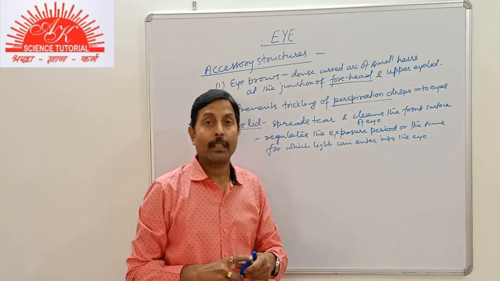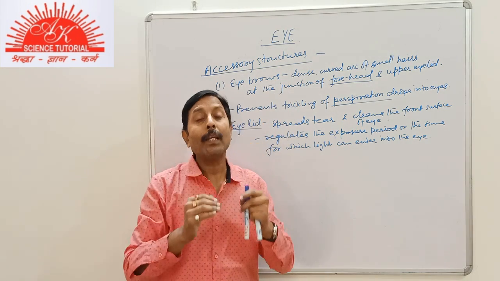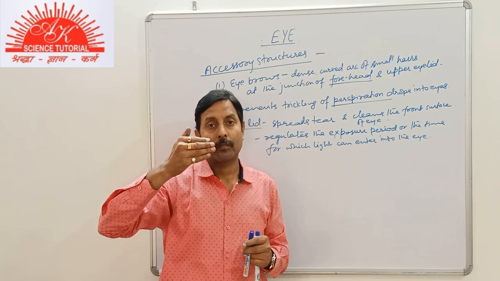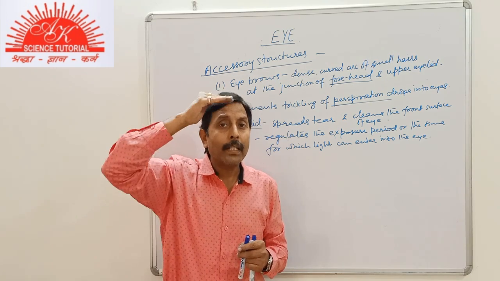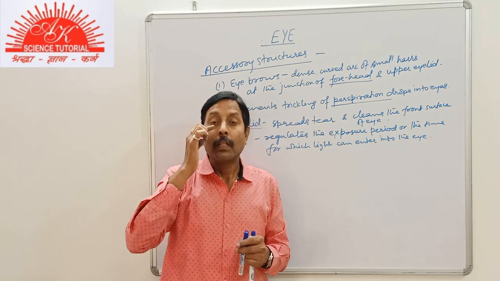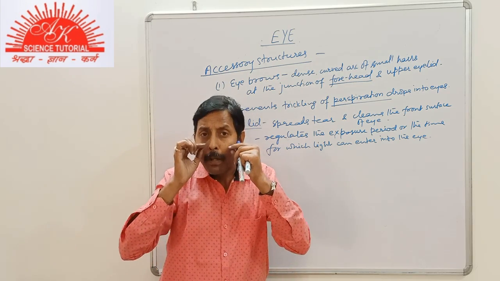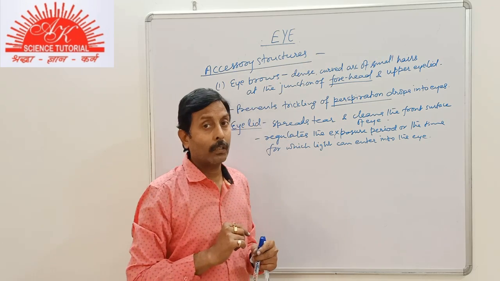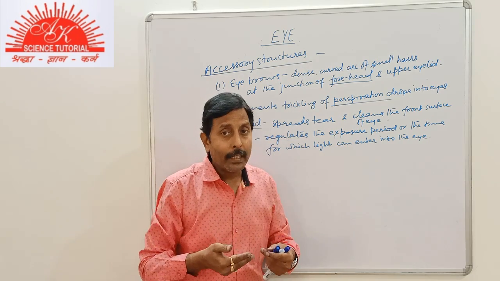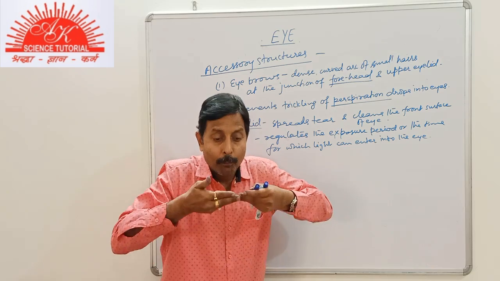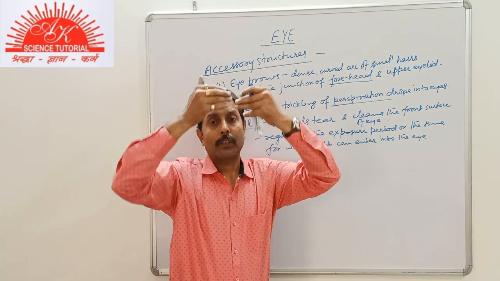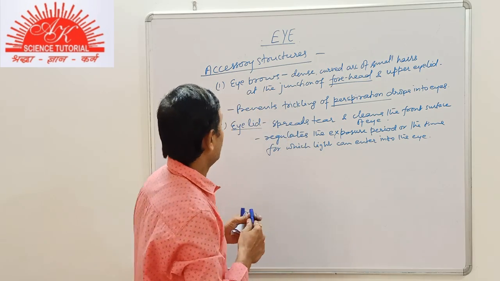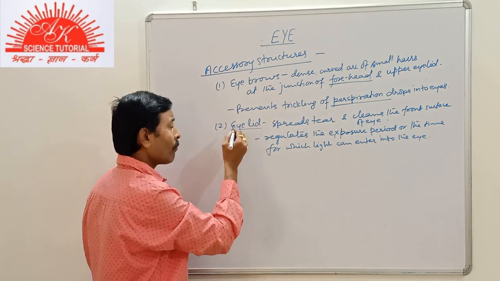Now you see again, students, in human beings the upper eyelid is freely movable. That is, it blinks from top to bottom. The lower eyelid is only partially movable. But in frog, the lower eyelid is movable. It moves from bottom to upward, that is, in upward direction, then comes down. So this is the eyelid.